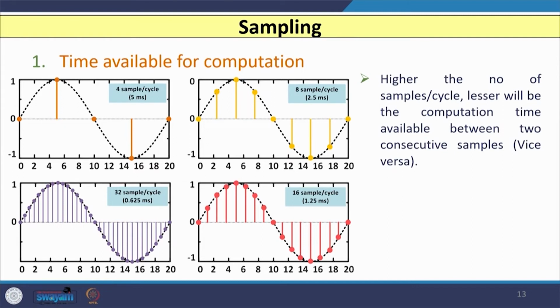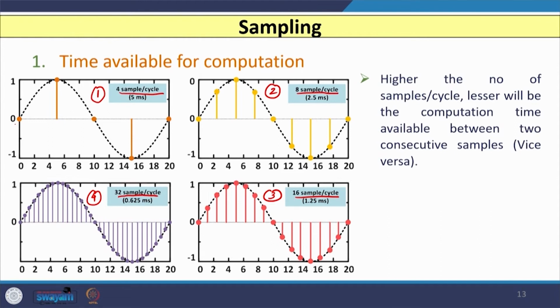So, let us discuss each factor one by one. The first factor is the time available for computation. Here I have shown 4 graphs. In the first graph I have used 4 samples per cycle, in the second graph 8 samples per cycle, in the third graph 16 samples per cycle, and in the fourth graph 32 samples per cycle. So, I have doubled the number of samples in a cycle from 4 to 8, 8 to 16 and 16 to 32.